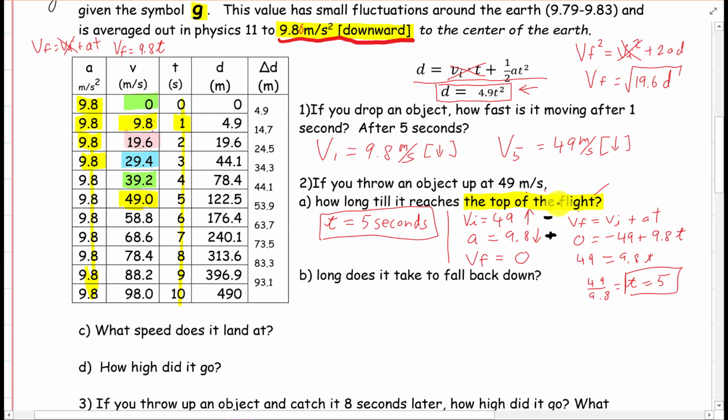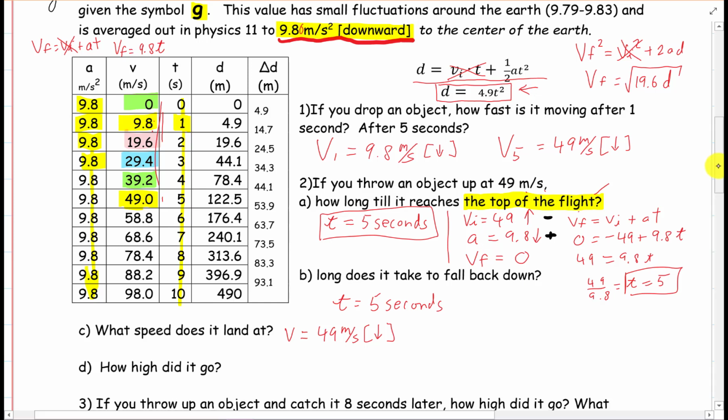Okay, and then how much longer does it take to fall back down? If you throw an object up at 49, it takes 5 seconds to stop. It'll take 5 seconds to come back down. What goes up must come down. What speed does it land at? Well, it lands at 49 meters per second, and if it asks for the velocity, it's down. Because the time up is the time down.